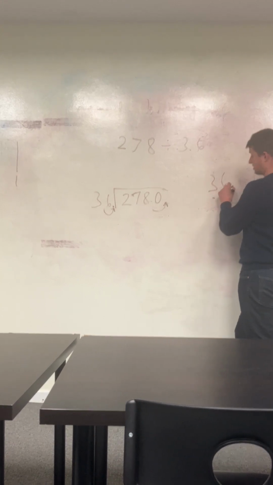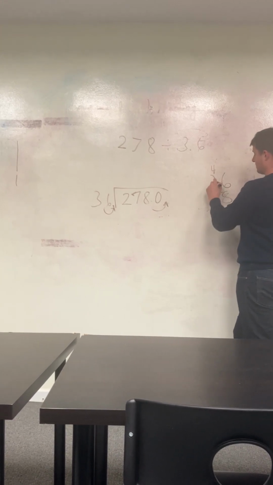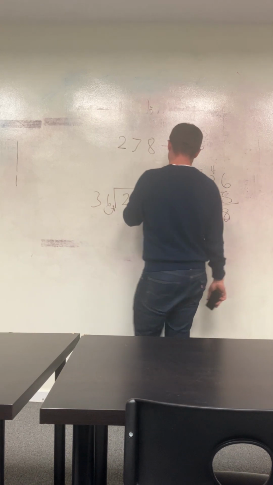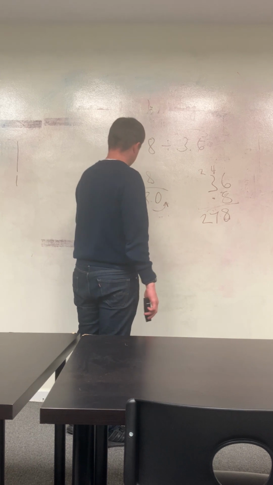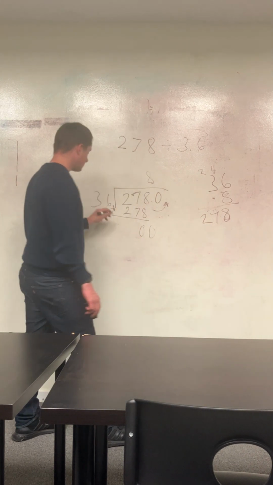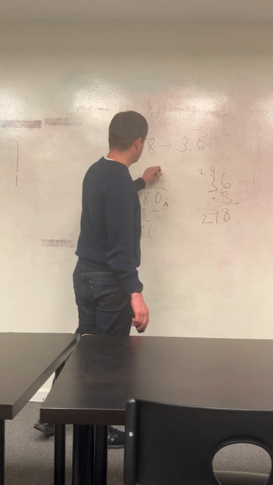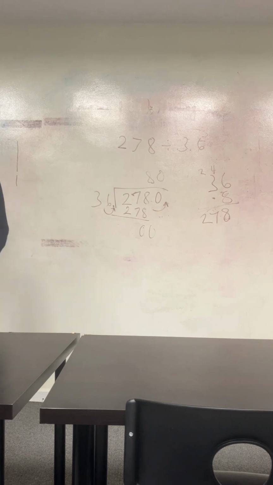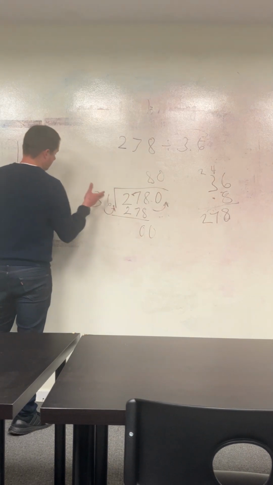6 times 8 is 48. 8 times 3 is 24, plus 4 is 28, so 278. So that goes in very nicely. 8 times, 278, remainder of 0. 36 goes into 0, 0 times. So the answer is 80. 278 divided by 3.6 is 80. It's the same thing as 2,780 divided by 36.